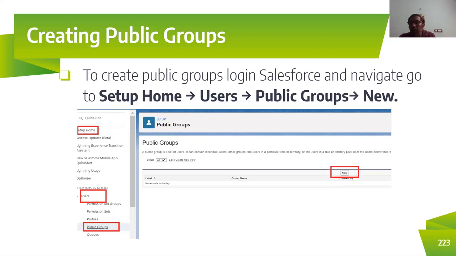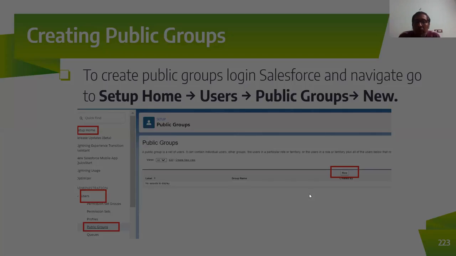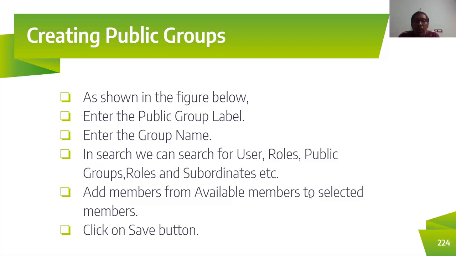In order to create a public group, you have to go to the setup page. Under the setup page, you have Home. Under Home, you have a quick find box, and in the quick find box, you're going to type public group. It will take you to the public group page like this. You're going to click on the new button, and then here you enter the name of the public group, the public group label.